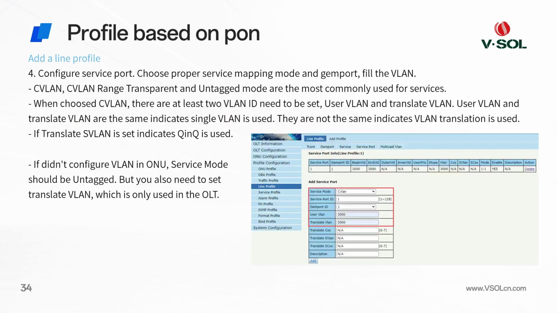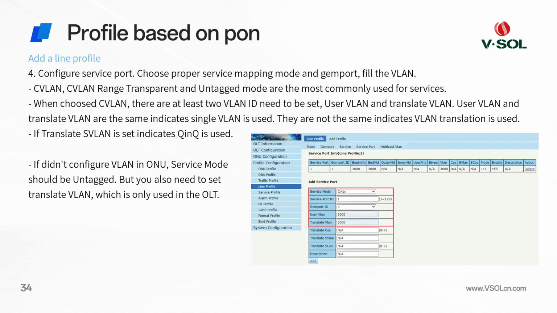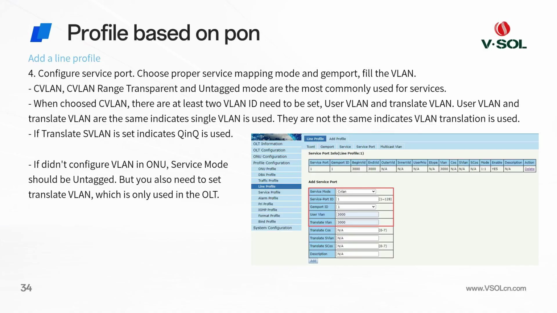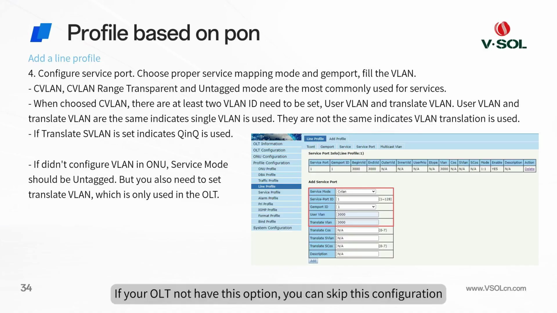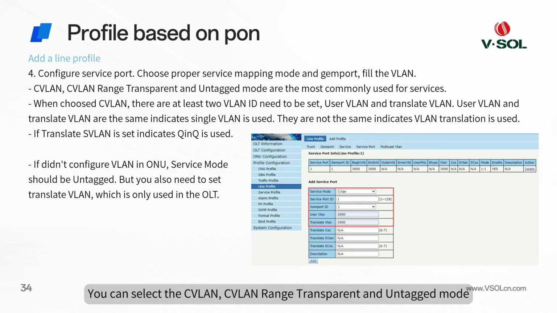Then we need to configure the service port. Most VSOL GPON OLTs have this option. If your OLT does not have this option, you can skip this configuration. Choose the proper service mapping mode and gemport, and fill in the VLAN. For the service mode, you can select CVLAN, CVLAN range transparent, and untagged mode.